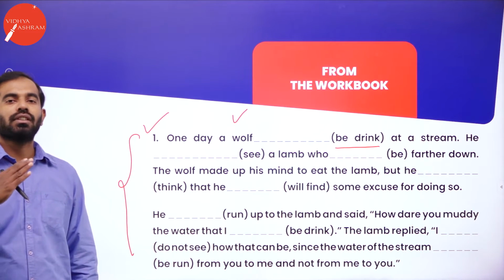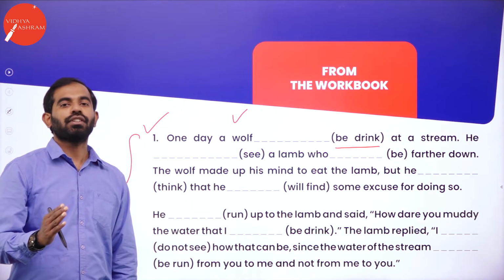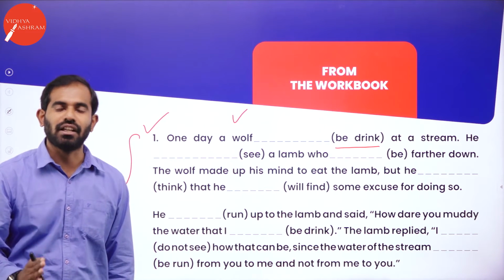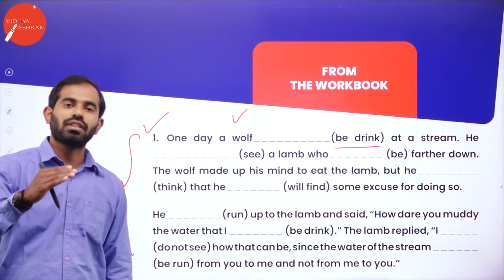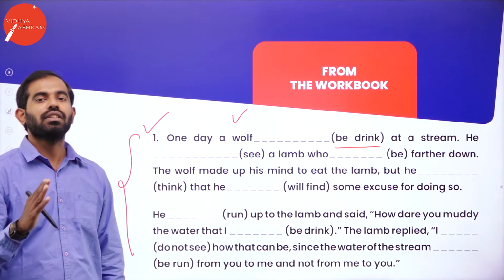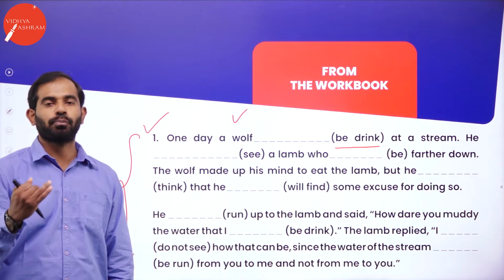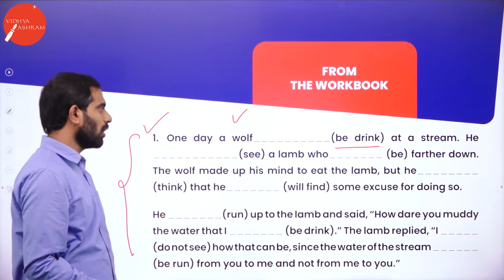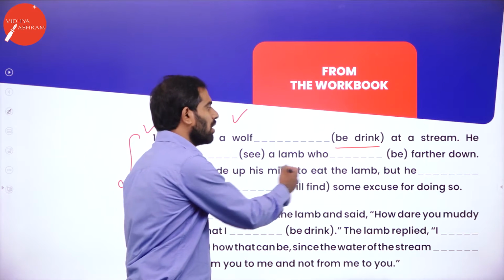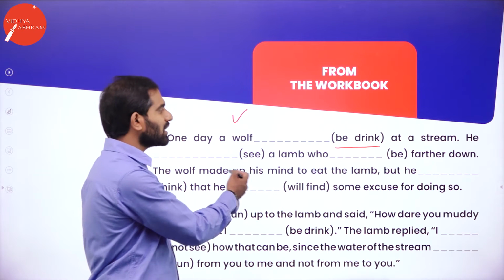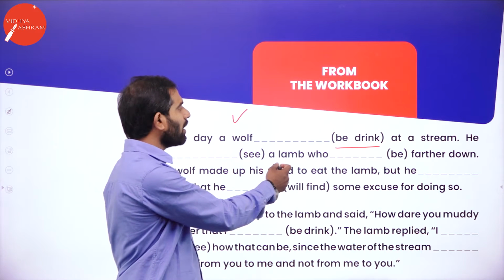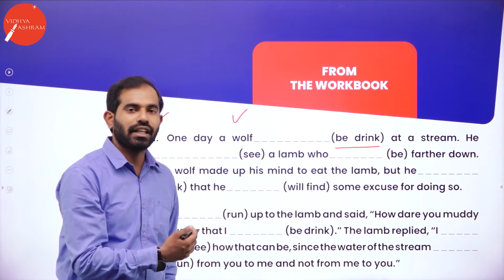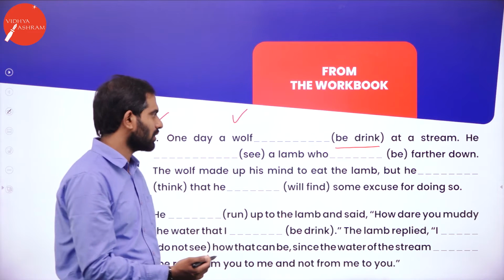And if you ask my suggestion in the examination, this kind of questions should be answered in past tense itself. Whether it is past tense or its subtenses, it should be in past tense itself. It could be simple past tense, past perfect or past continuous. Now let us start answering this. One day a wolf, as I told you, if you don't know which tense to start with, just read the sentence without answering. One day a wolf at a stream. So you don't know whether to start answering this question from present tense or future tense or past tense.